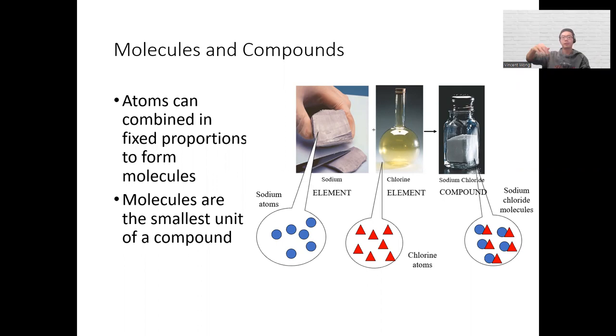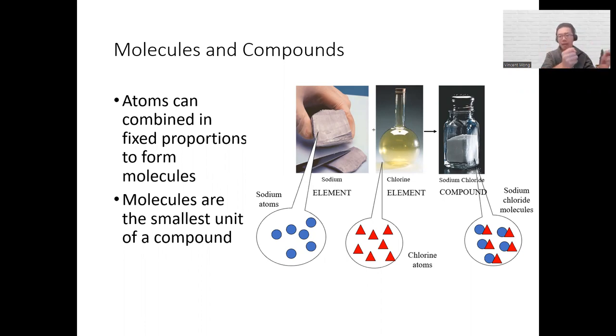Which brings back to our point here. The elemental sodium, explosive stuff. Elemental chlorine, deadly poisonous stuff. However, if you take one sodium and one chlorine and you put them together chemically, you get a compound. And that compound is sodium chloride. Sodium chloride is table salt. You must have that in your house. And sodium chloride is very safe. You put it on your fries, tastes better. It's not poisonous and definitely not explosive.